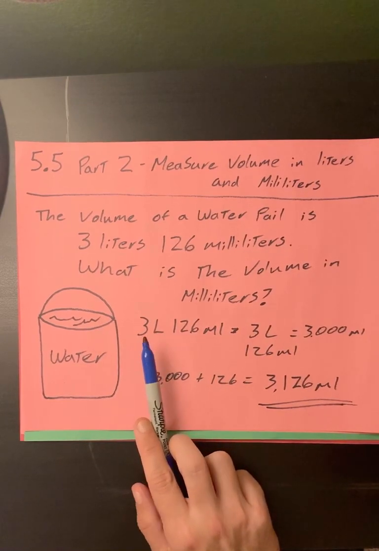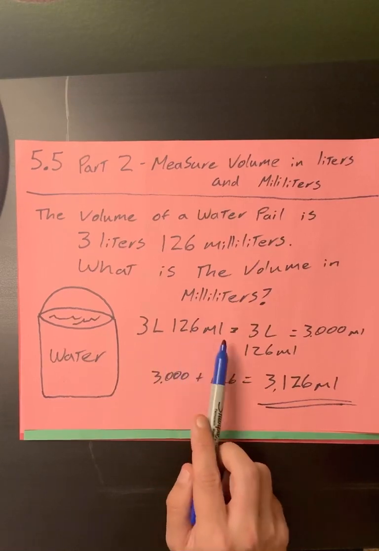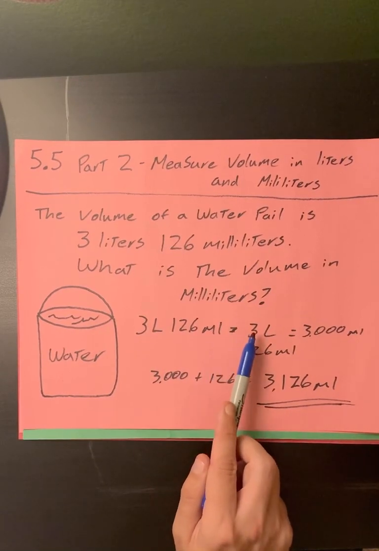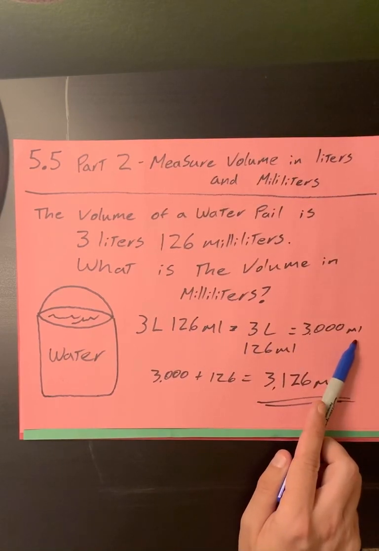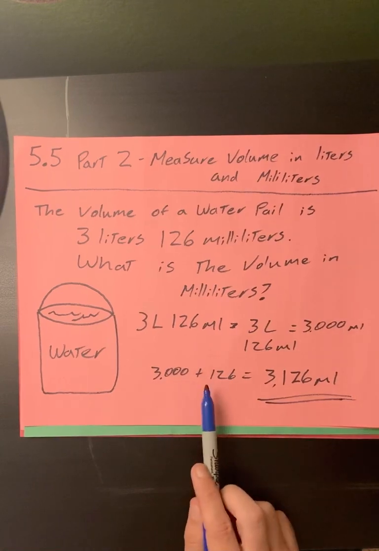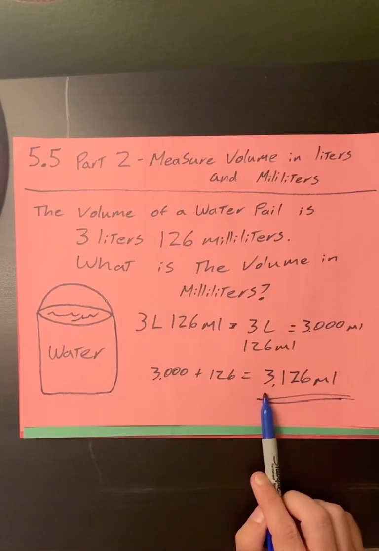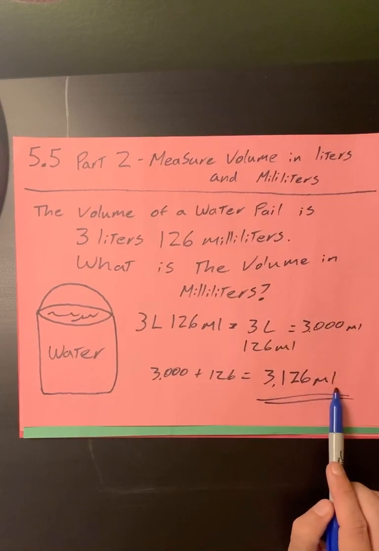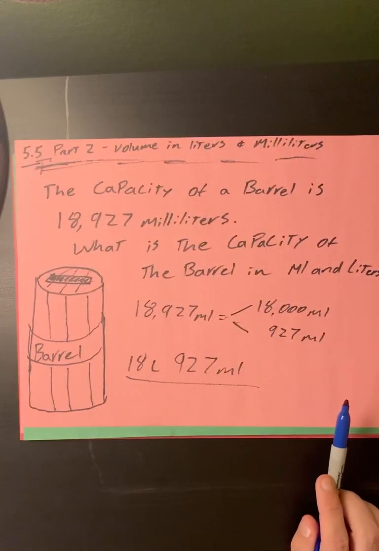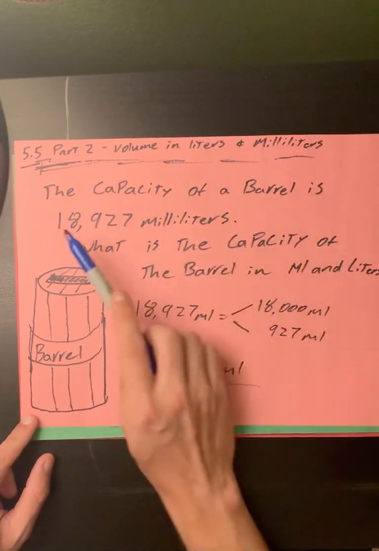Okay, so if I start knowing that I have 3 liters and 126 milliliters, I know that my 3 liters is 3,000 milliliters. So if I add 3,000 plus 126, I get that the pail has 3,126 milliliters.